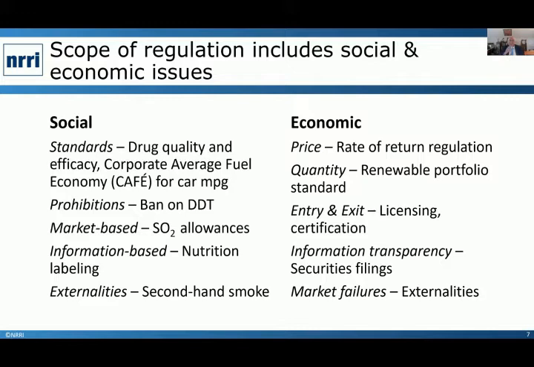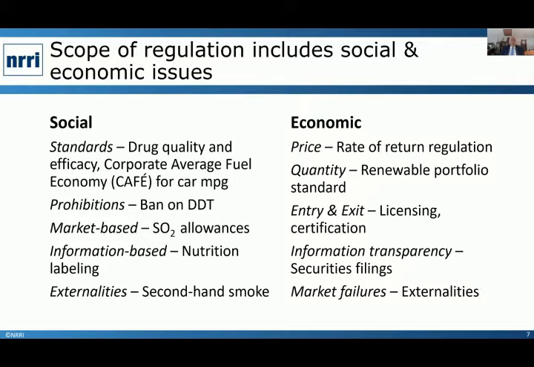From the standpoint of social issues, there are things like standards, drug quality, and efficacy. It's obviously very important. It started occurring when many patent medicines were being sold that had no efficacy at all, and in many cases were harmful to the people who were taking them. The corporate average fuel economy, or CAFE, standard is another example of a standard in which fuel standard, mile per gallon standards, are set.